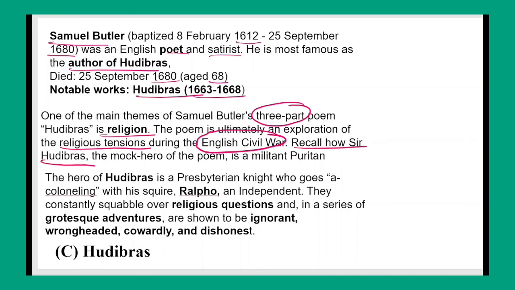The main character of Hudibras is Sir Hudibras, the hero. He is a mock hero. Mock here means we are criticizing a hero. He is not a hero at all, but indirectly we call him a hero, though in reality he is not. The hero of the poem is a militant Puritan. Militant Puritan means one who is always against the Puritans. The hero of Hudibras is a Presbyterian knight. Presbyterian means the Protestant knight.